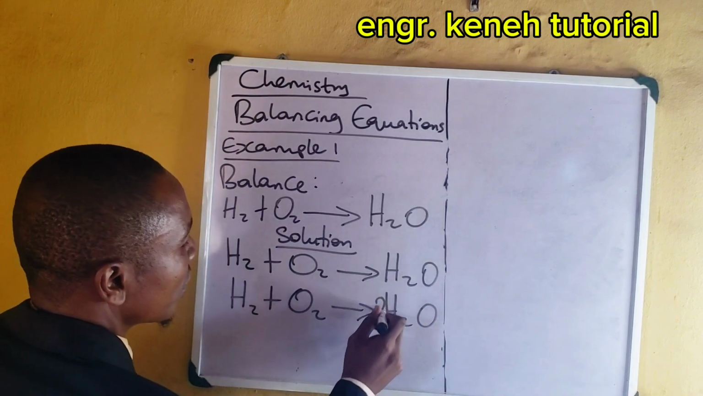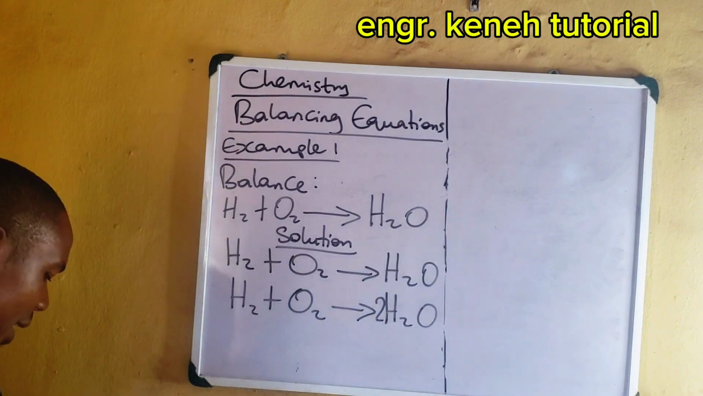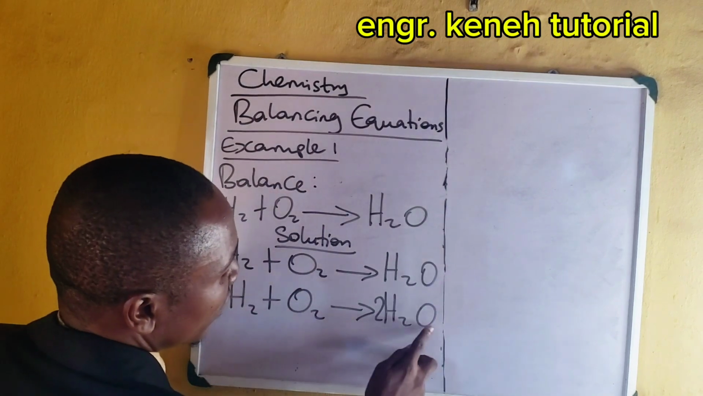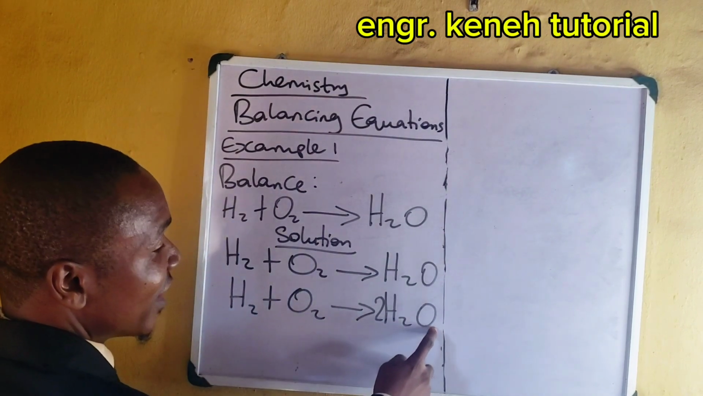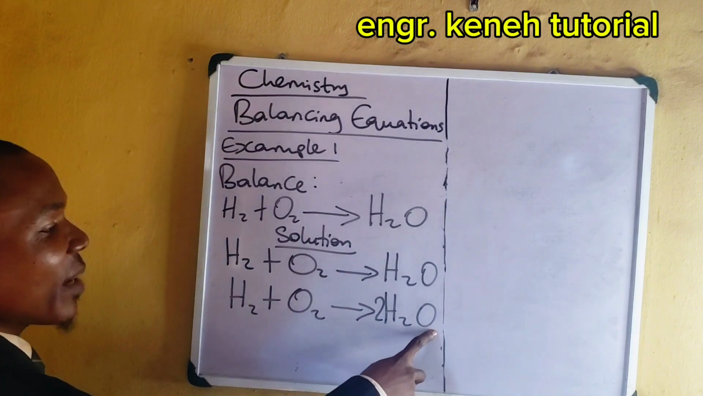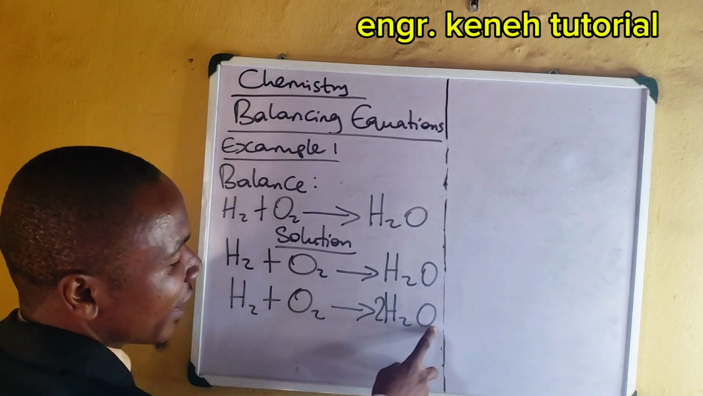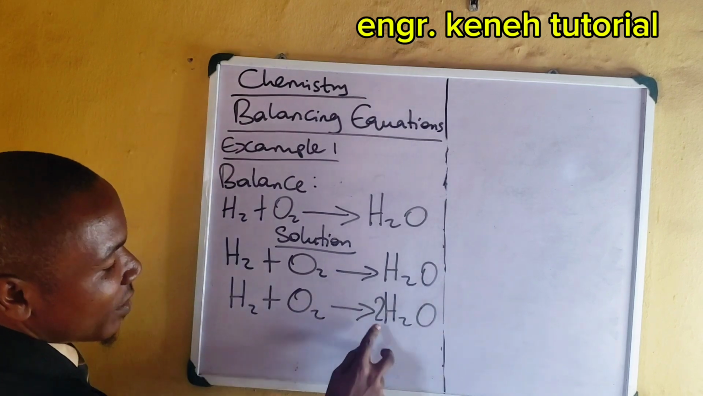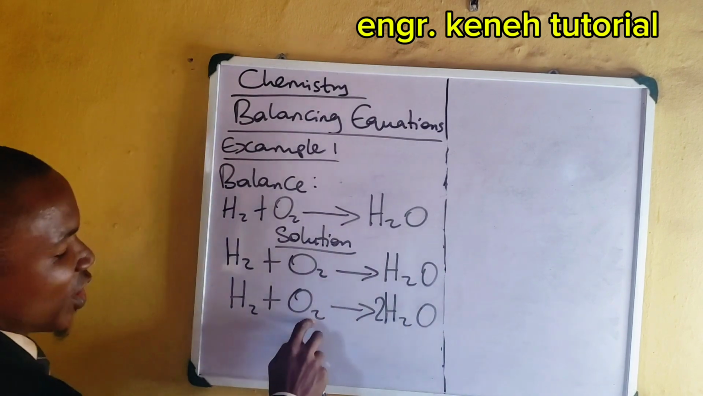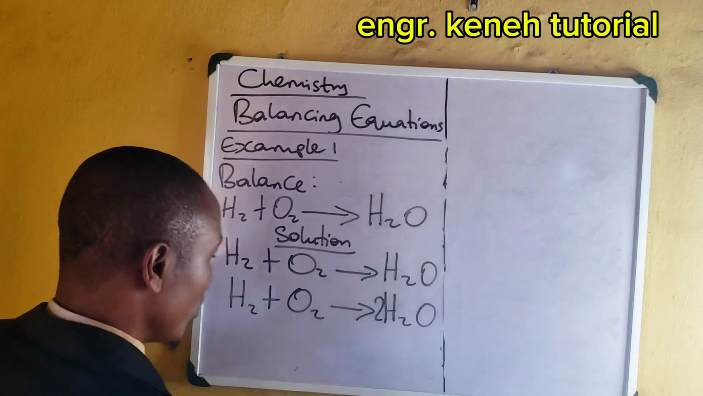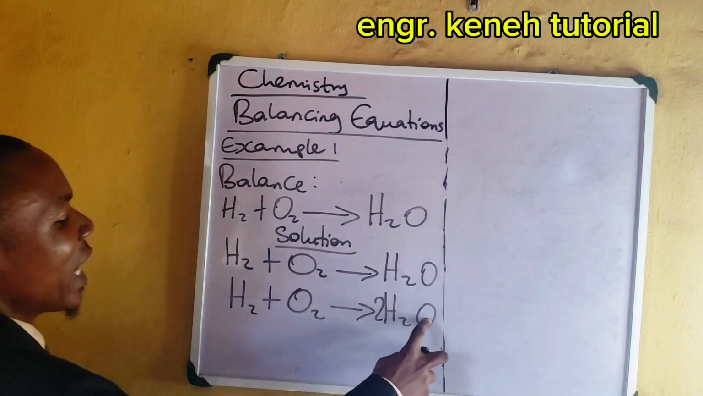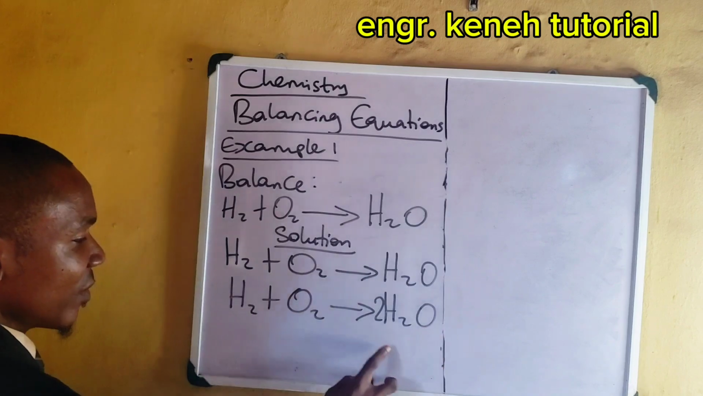If I put 2 here now, I'm trying to balance oxygen. If I put 2 here now, that 2 will multiply. When there is nothing here, it means that 1 is here. When there is nothing here, it means that 1 is here. 2 will multiply 1, making it what? 2. So oxygen will now become what? Balanced, because 2 times 1 is 2. So we have oxygen to be 2 here and oxygen to be what? 2.